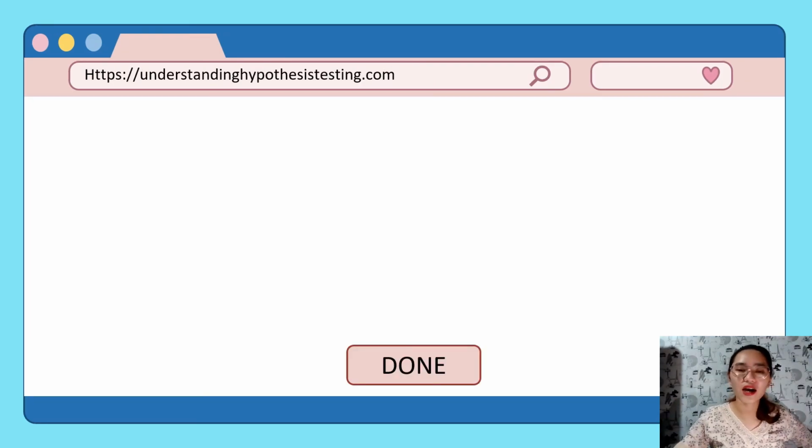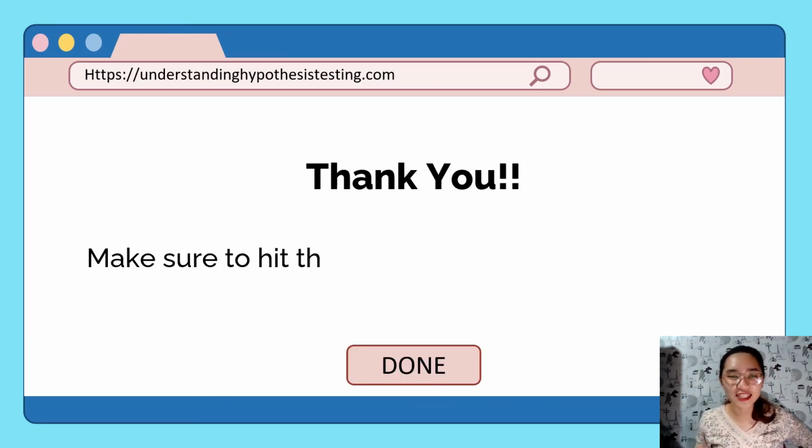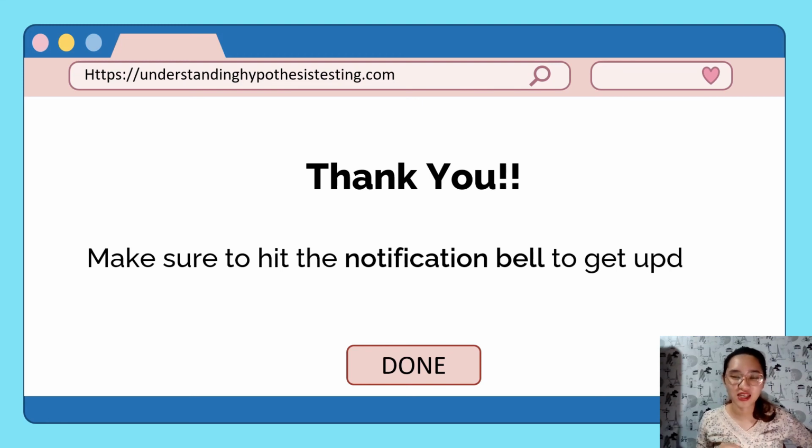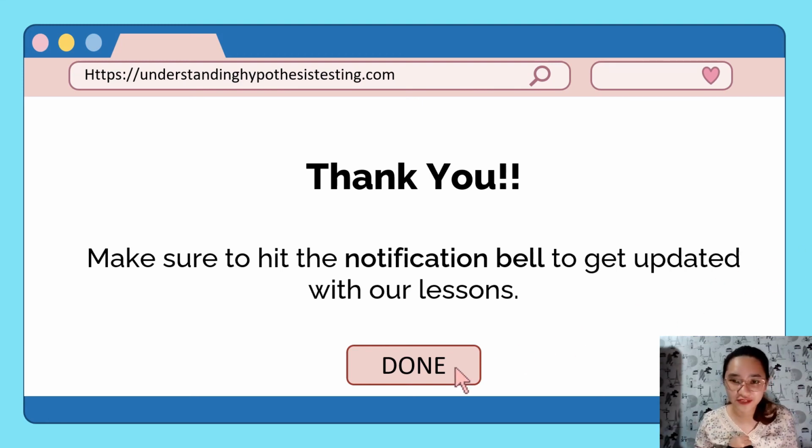Ayan. So, ganun lang kung paano tayo mag-formulate ng ating alternative at null hypothesis. At base sa symbol doon sa inyong alternative hypothesis, we can determine kung ito po ba ay one-tailed test or two-tailed test. Okay? Thank you again for listening.